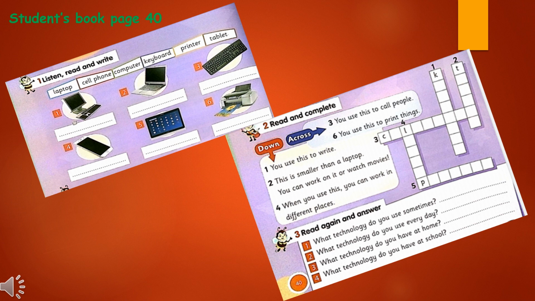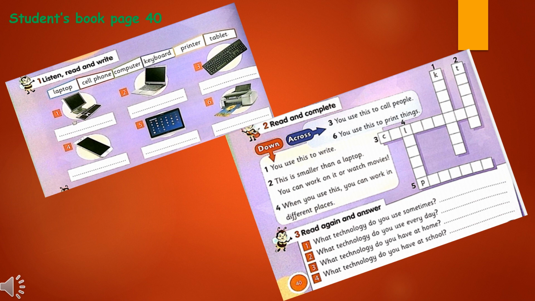Keyboard. Keyboard is a board where you have letters, numbers, and so on to use to write on the computer. Printer. Printer is something that you use to print papers, print documents that you have on your computer or on your laptop. You're going to print them on papers. Tablet. It's not a computer and it's not a mobile phone or a cell phone. It's something in between. I think you all have tablets.